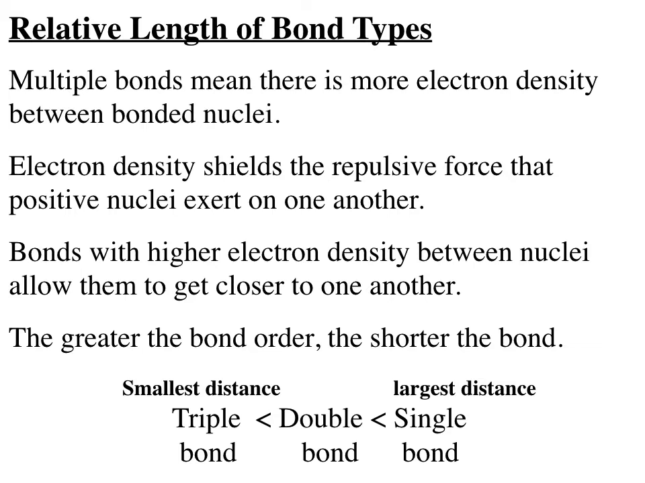So the higher the so-called bond order, which means the more electrons in the bond, the shorter the bond length. So the distance between connected nuclei decreases as you go from a single to a double to a triple. Or as I say there, triple bonds are less in length than double bonds, which are less in length than single bonds.